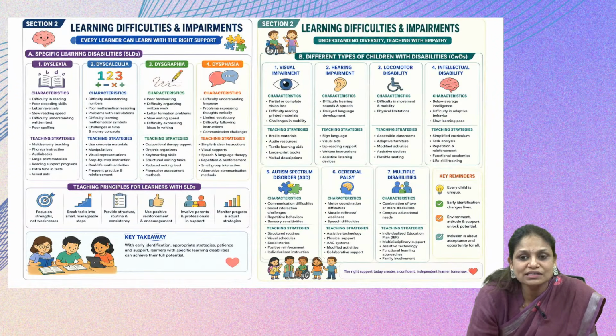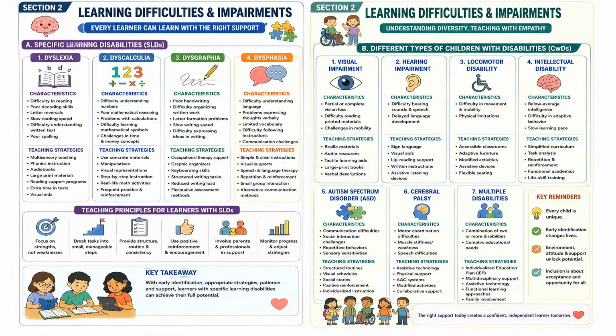Now, what is dyslexia? It is an inability to read, difficulty in reading. Dyscalculia is difficulty with numbers, an inability to do mathematical calculations, some kind of issues with numeracy. Dysgraphia is an inability to write, or something related to handwriting. So once you have an understanding of these three major types of specific learning disabilities, accordingly you can also work upon the teaching strategies.